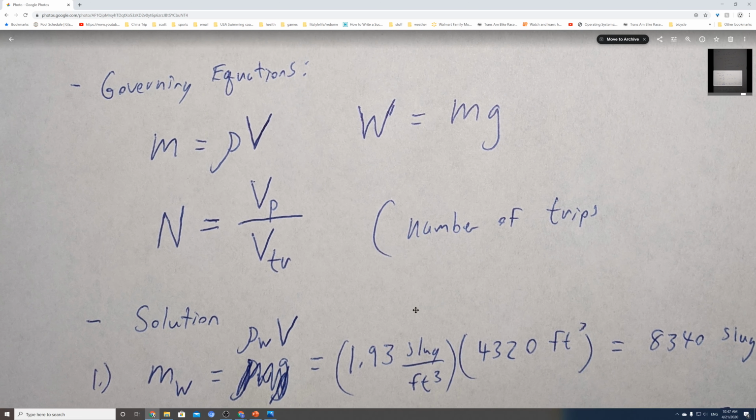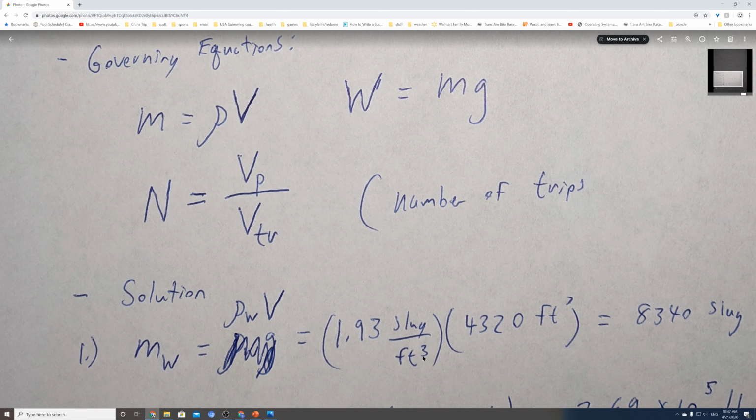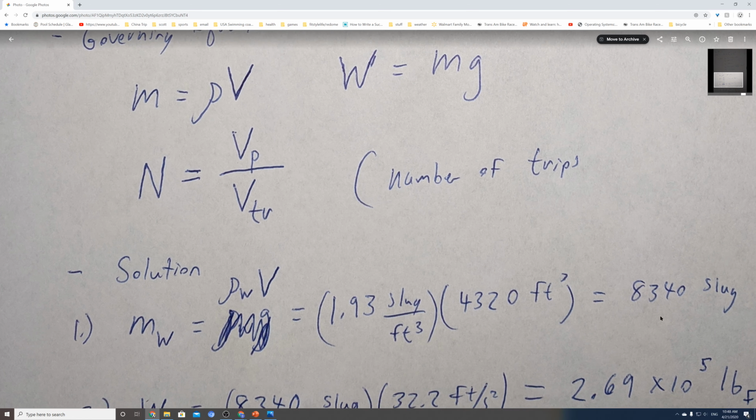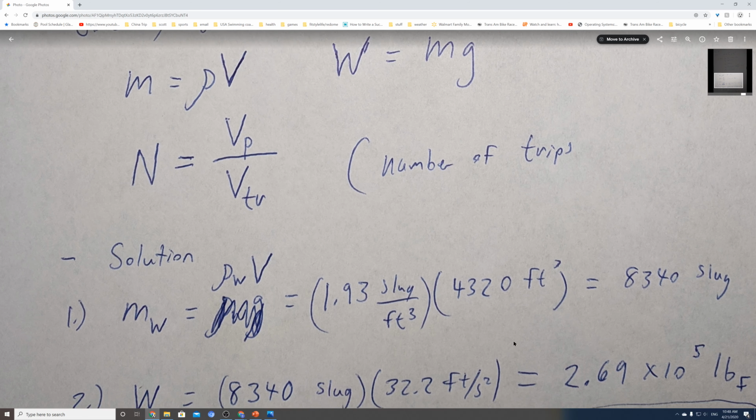All right. Going through, I originally wrote this down wrong. Mass of water is equal to the density of water times the volume, which is 1.93 slugs per feet cubed times the volume, giving us 8340 slugs. That's a little bit different than the mass listed in the solution. Maybe they used a slightly different number, maybe they extended it out a little further. I used just 3 significant digits for the density of water, so theirs comes out slightly larger.